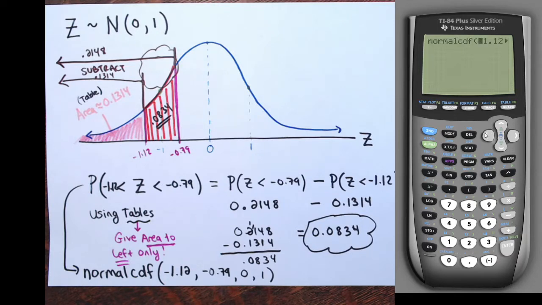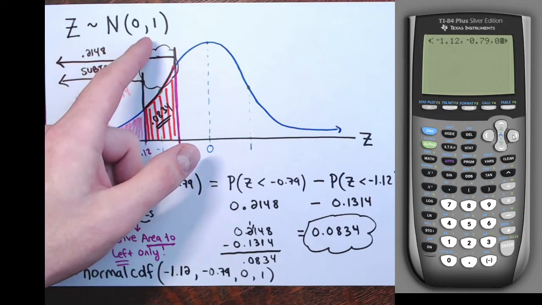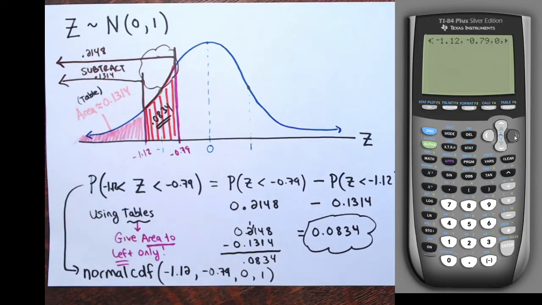So you have normal CDF, then you have the low value in the region, comma, the high value in the region, comma, the mean of 0, or whatever the mean is, right? For the standard normal, the mean is 0 and the standard deviation is 1. You can put in different means and different standard deviations for different normal curves, and we'll see that later. All right, and then we get our area here.